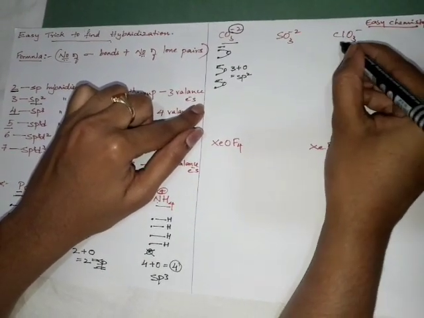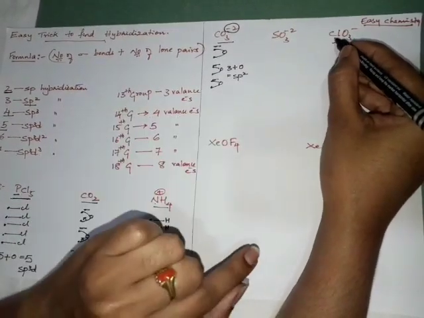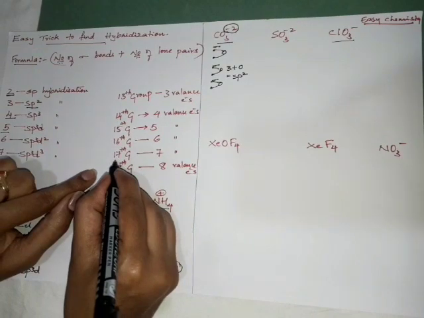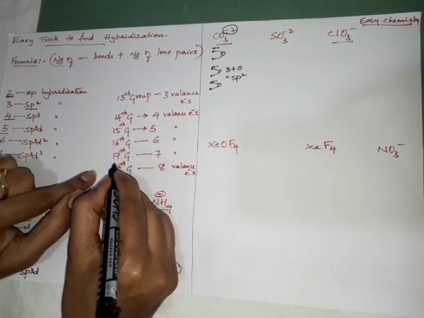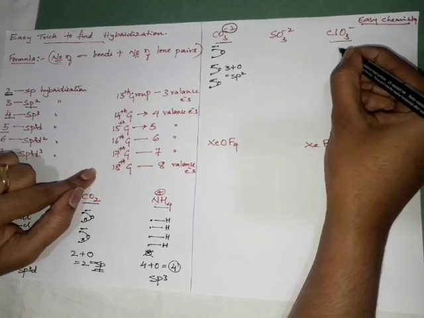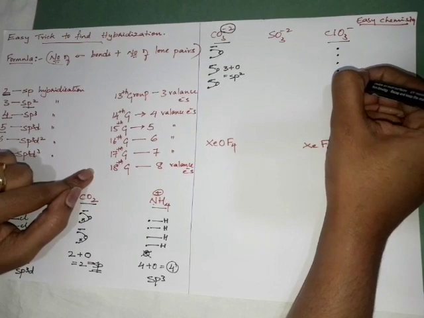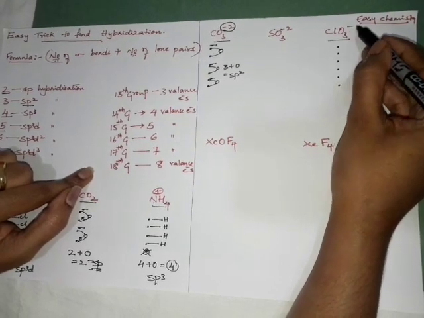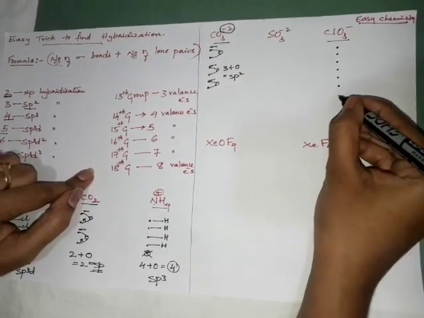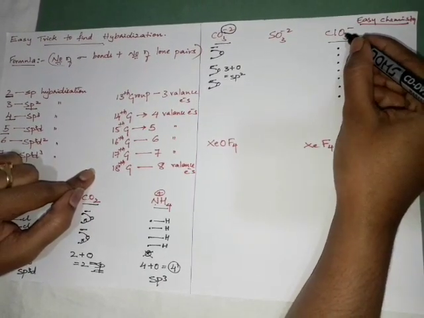And now I am showing you ClO3 minus here. So Cl belongs to which group? Cl belongs to our halogen group, that is the 17th group, and it has 7 valence electrons, right? I'm putting 7 dots, 1, 2, 3, 4, 5, 6, and 1 minus charge is there, no? So 1 more extra electron I'm putting here. And let us show it with oxygen.